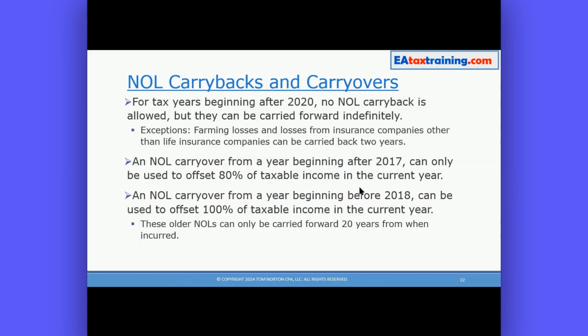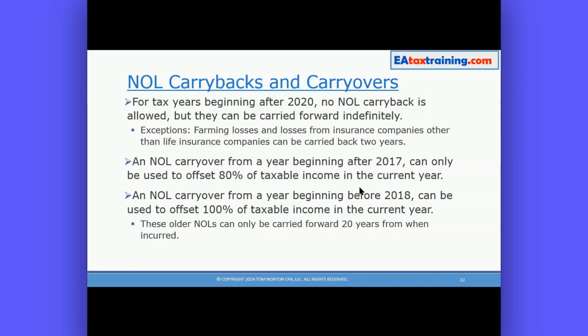So if you have this year $100,000 of taxable income, and you've got $150,000 of NOL carry forwards from a previous year, you can only deduct $80,000 of that NOL this year. You can only offset 80% of this year's taxable income. And then everything else that remains, so you had $150,000, you used $80,000, so that other $70,000 then you could carry forward to future years.